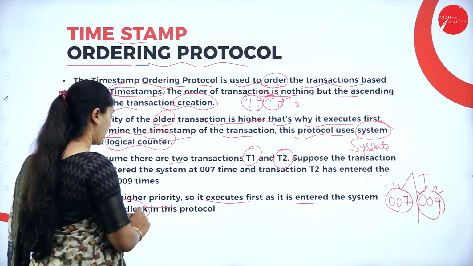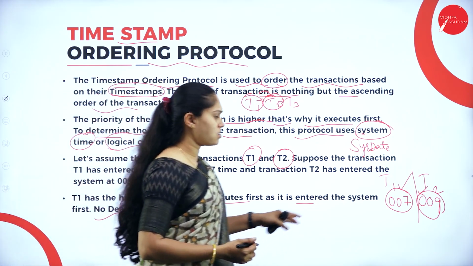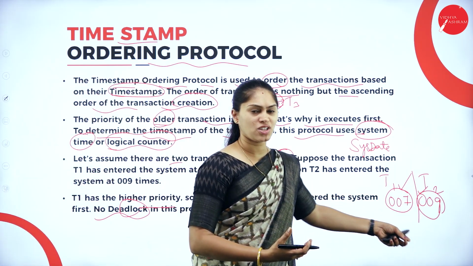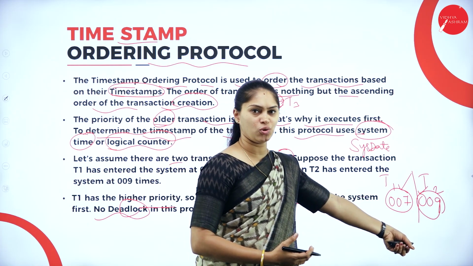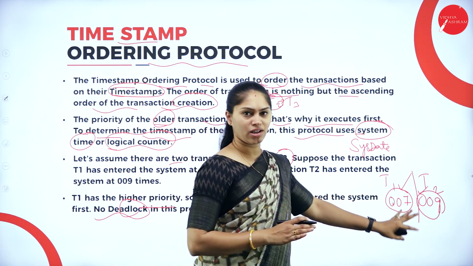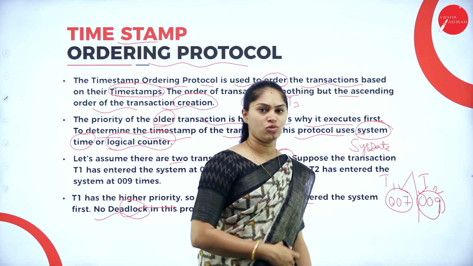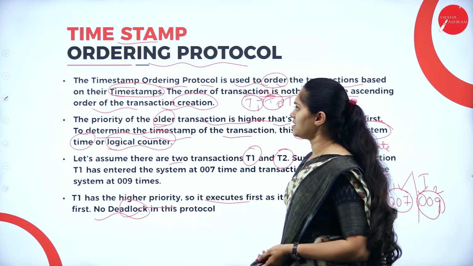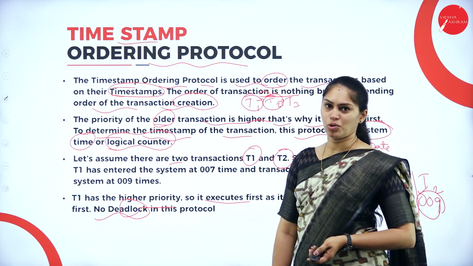So here we can expect no deadlock. Why? Because there is no conflict between transaction 1 and 2. Simply, T1 is going to execute first, later T2 is going to execute next. This is the timestamp ordering protocol.